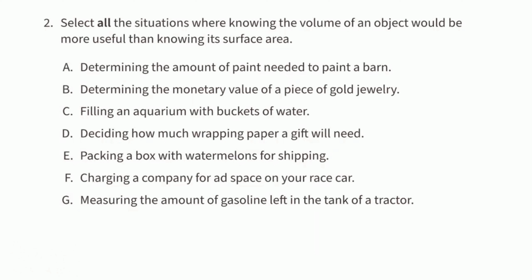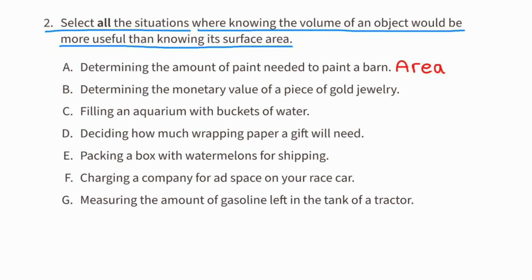Problem number 2. Select all the solutions where knowing the volume of an object would be more useful than knowing its surface area. I wouldn't choose A because determining the amount of paint needed to paint a barn has to do with the surface area of the barn. I would choose B because determining the monetary value of a piece of gold jewelry has to do with the volume of the gold jewelry.